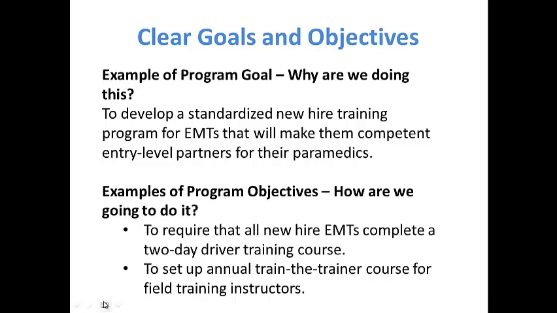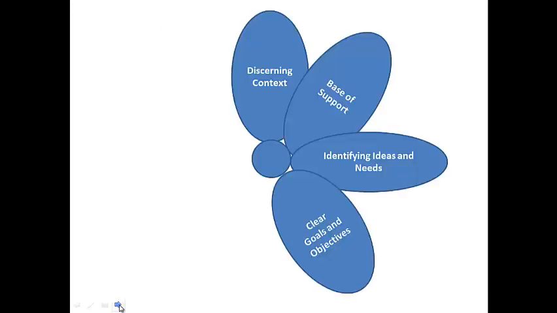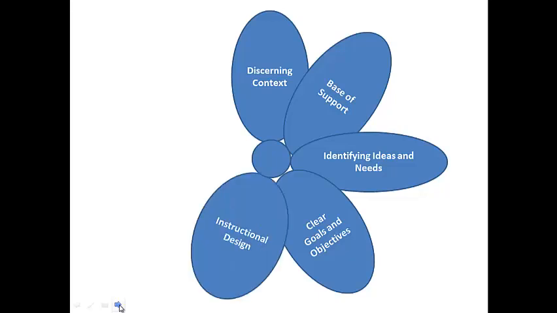So that's an example of what I mean by program goals and objectives. These are not classroom or course goals and objectives. They're for an entire program. And based on those objectives, you can then build out instructional design for each of the individual courses. So next, after clear goals and objectives, we have instructional design. Like I mentioned, once you've got those goals and objectives, then you can build out into the systematic instructional design process to address each of the objectives.